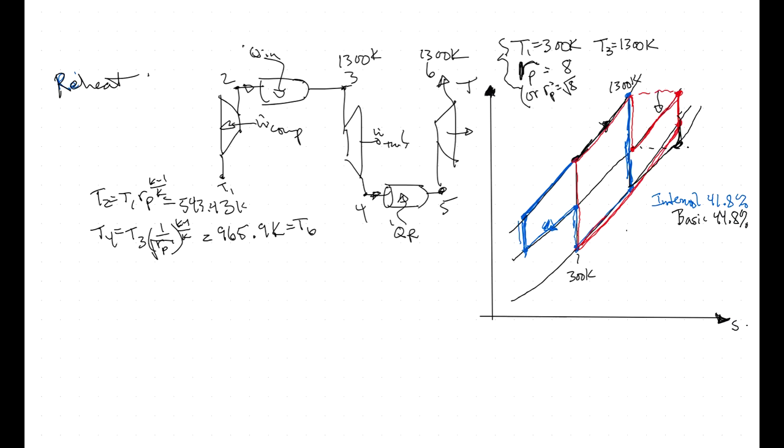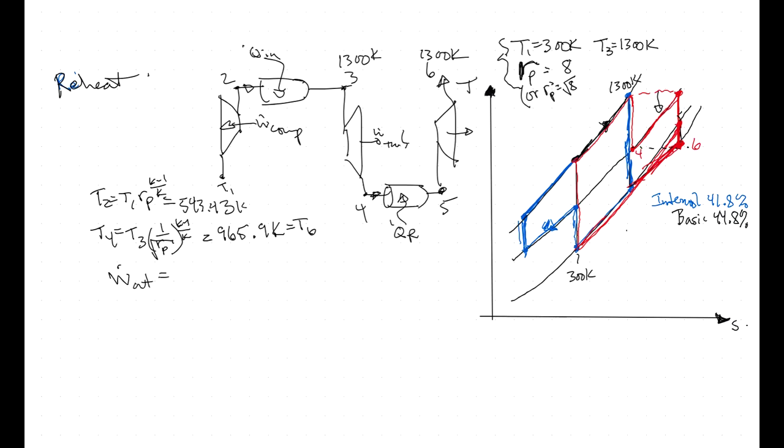So it's just my isobars don't have quite the right shape. So we should come down all the way here. This is T6 and 4. Okay. So what's the power output of all the turbines?